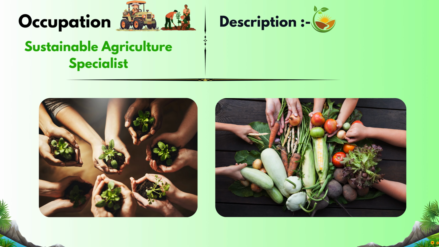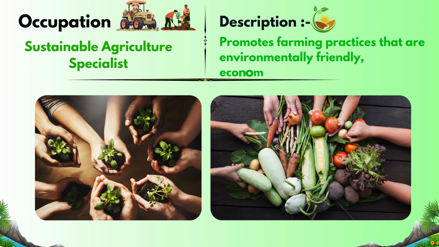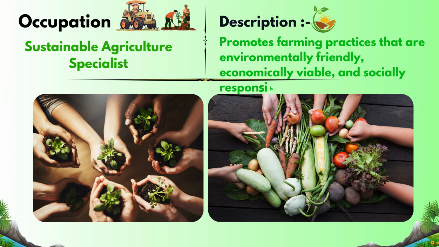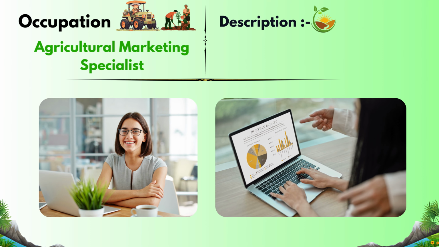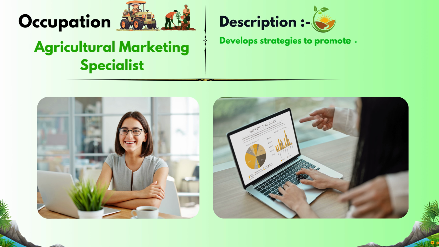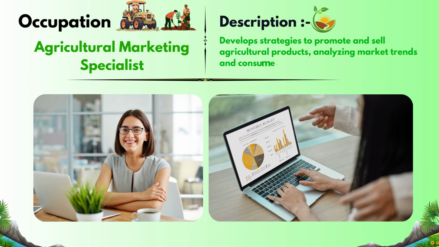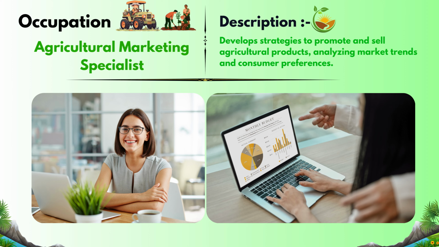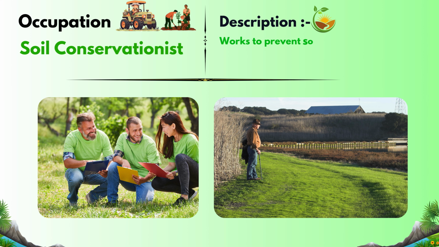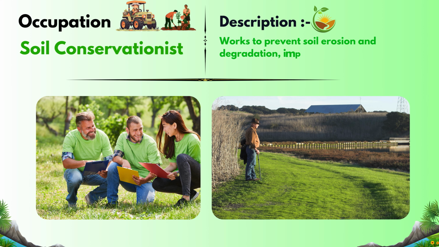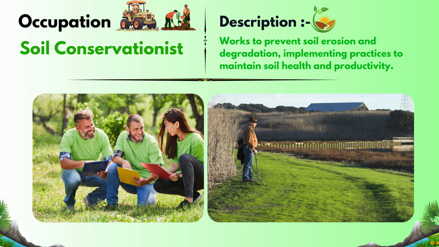Sustainable agriculture specialist. Promotes farming practices that are environmentally friendly, economically viable, and socially responsible. Agricultural marketing specialist. Develops strategies to promote and sell agricultural products, analyzing market trends and consumer preferences. Soil conservationist works to prevent soil erosion and degradation, implementing practices to maintain soil health and productivity.